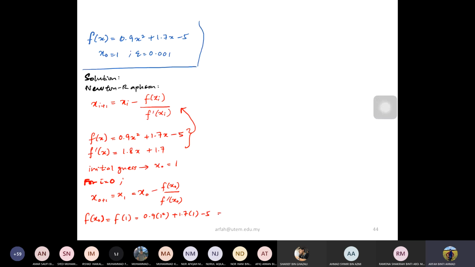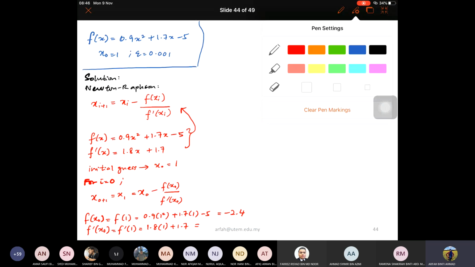Senyap je. Apa jawapan? Negative 2.4. Yang lain dapat negative 2.4. Okay. So gantikan pula dalam f prime x naught sama dengan f prime yang pertama, sama dengan 1.8 kali 1 tambah 1.7. So dapat berapa this one? So akan dapat berapa yang ini?